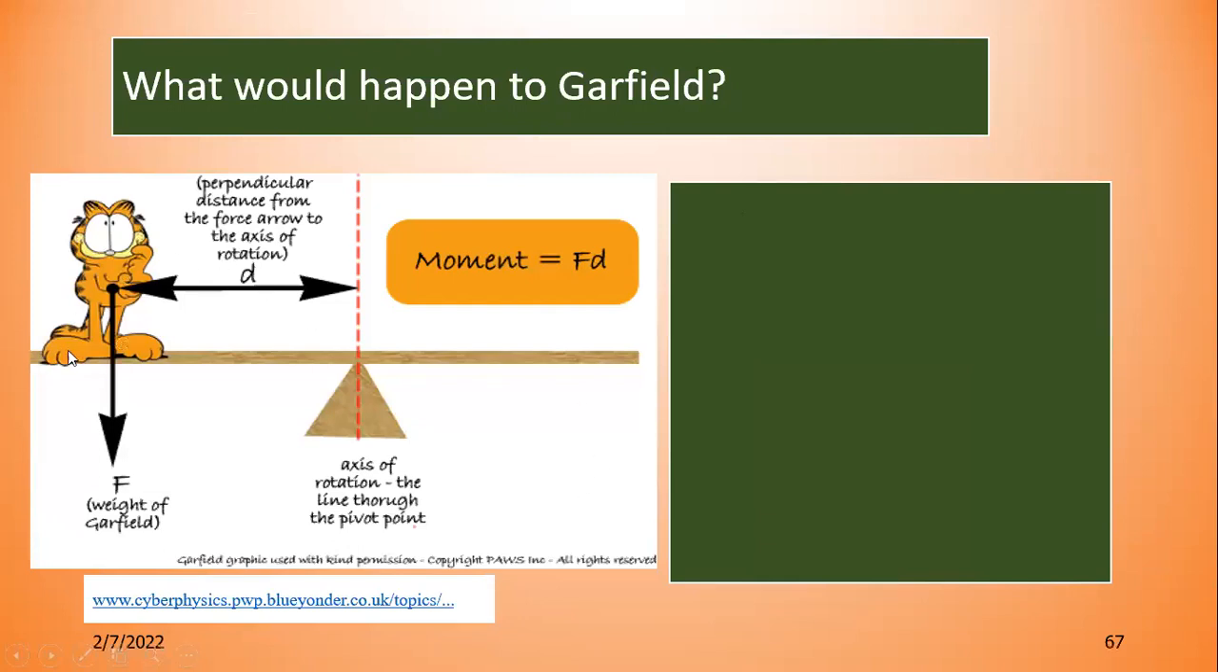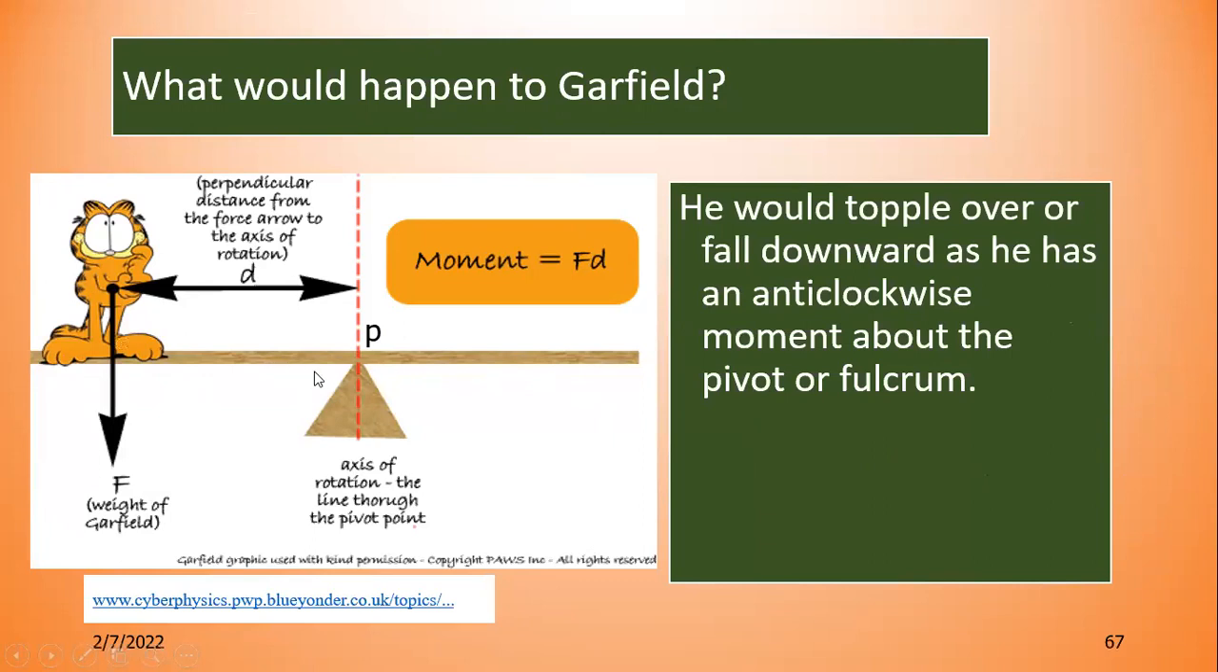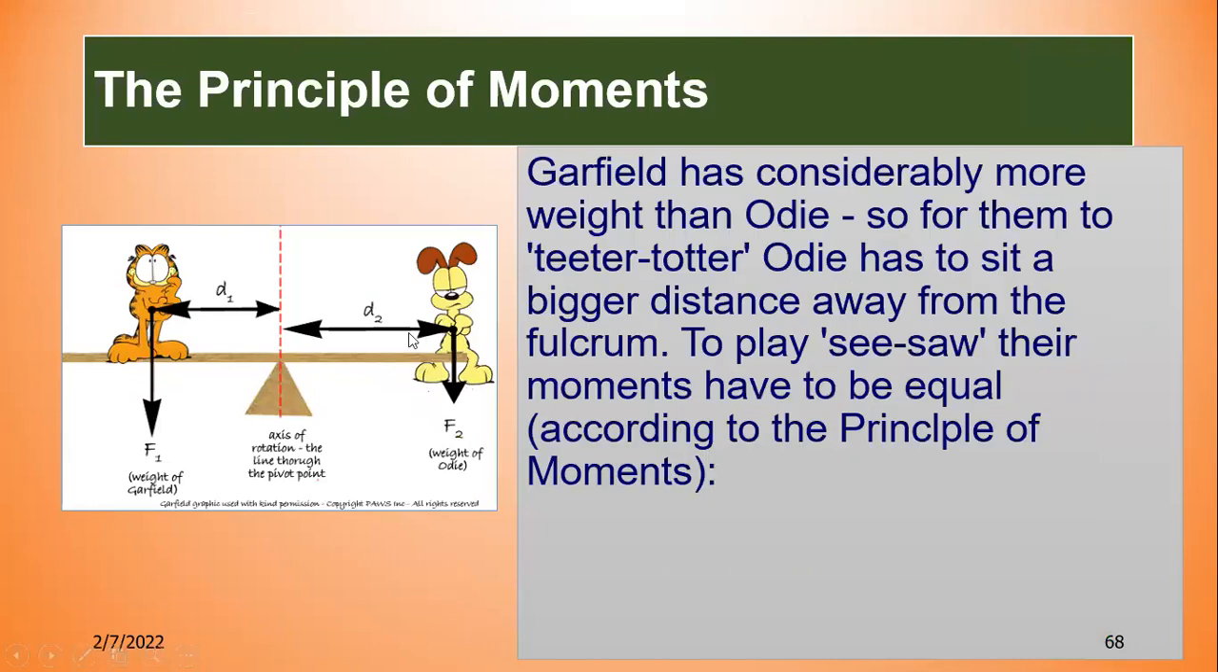So for the seesaw to be horizontal, with Garfield there, force FD, there's a pivot. In this case, there's an anti-clockwise moment, so Garfield will topple over. It won't stay horizontal. How to stay horizontal? You must have another person, or Audi. Audi is thinner and Garfield is fatter, so Garfield sits at a shorter distance and Audi is further away. So if the clockwise moment equals the anti-clockwise moment, then it will be balanced. Balanced means it will stay horizontal.